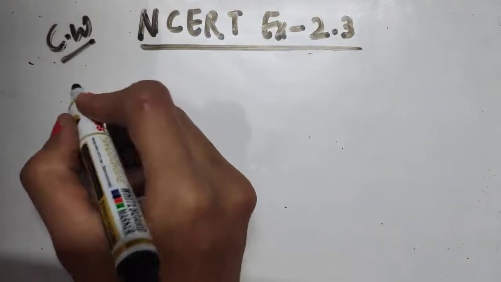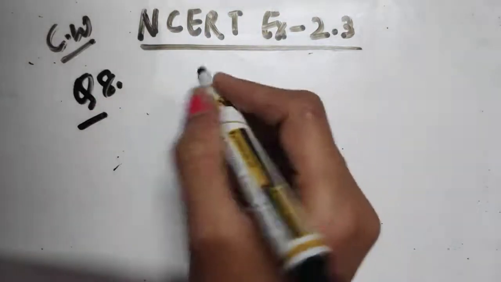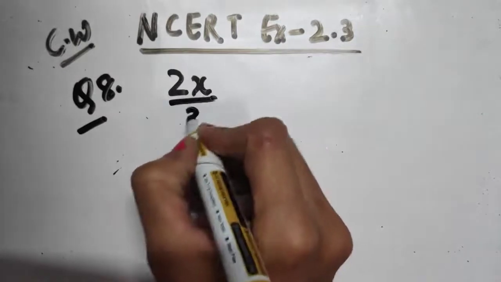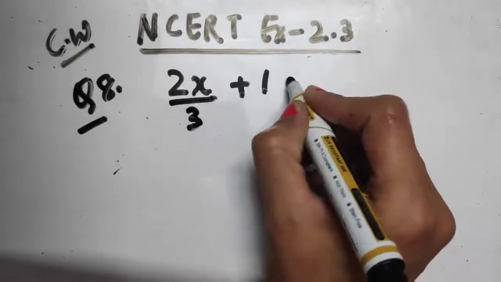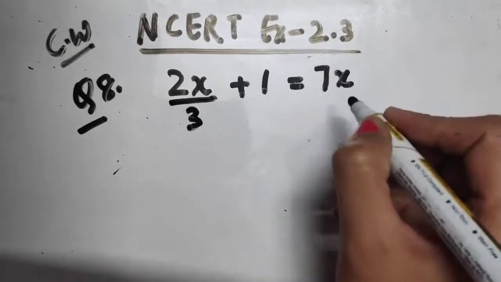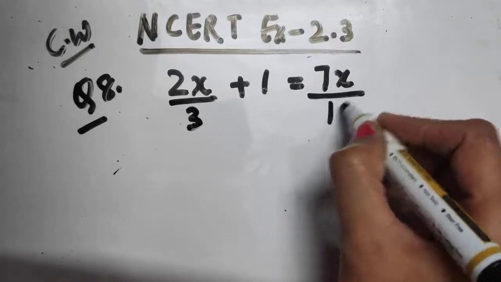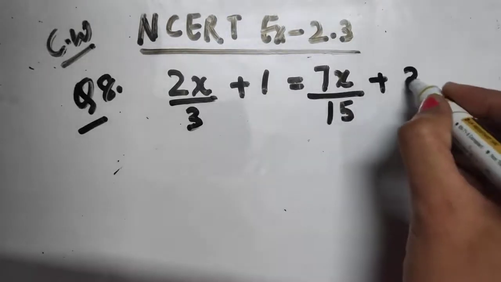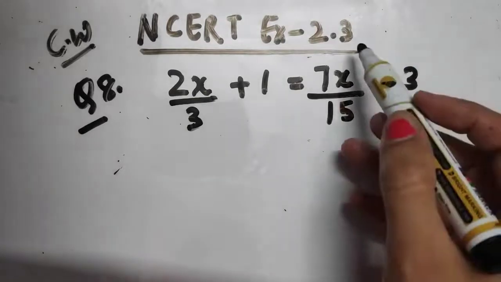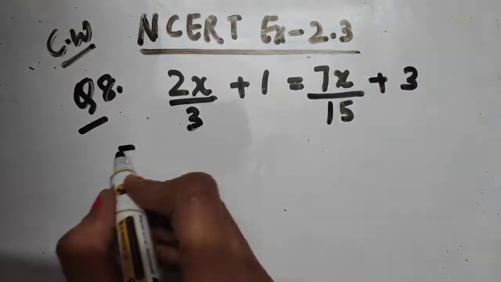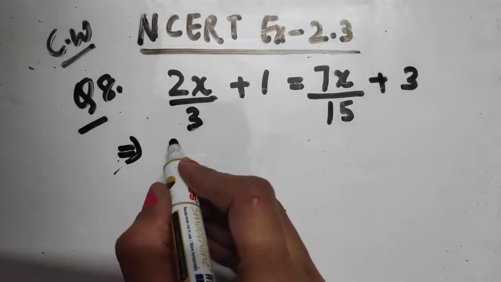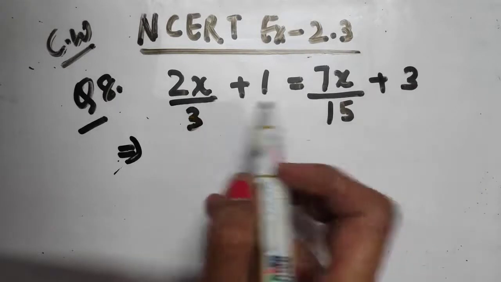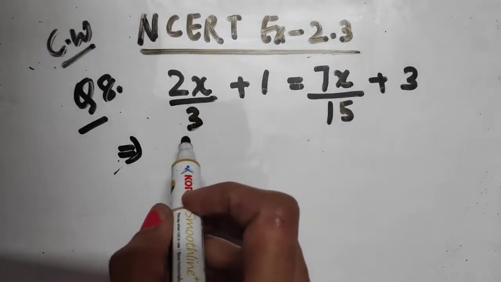Now I am going to discuss question number 8. Question number 8 is 2x/3 + 1 = 7x/15 + 3. This is question number 8 of exercise 2.3. Now, dear children, you are supposed to keep the variable part on one side. I am keeping it on the left hand side.